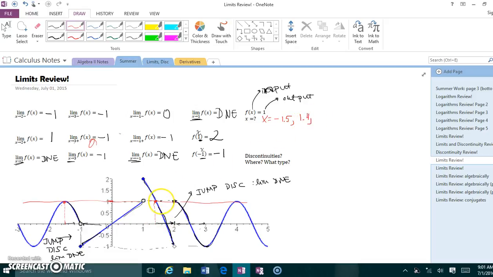The next time I reach a y value of 1 is right here. That's at an x value of 2. Moving along, the next time I reach a y value of 1 is right here, and that is at 4.